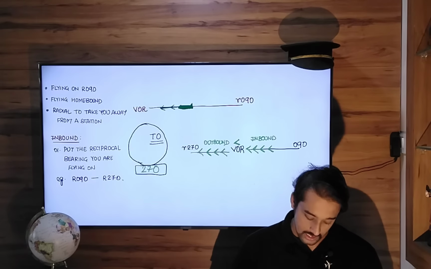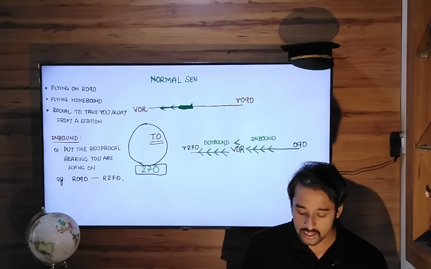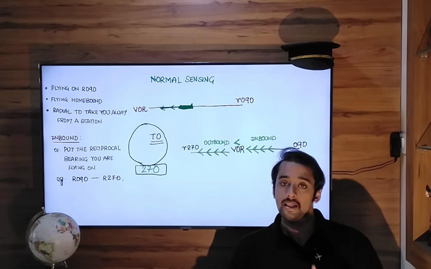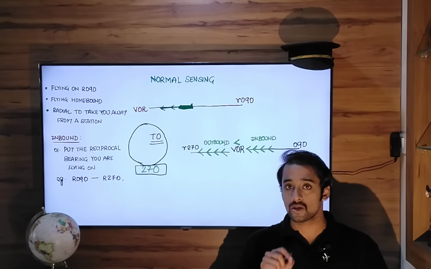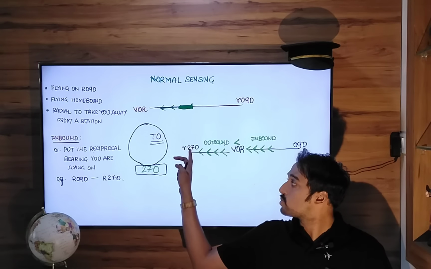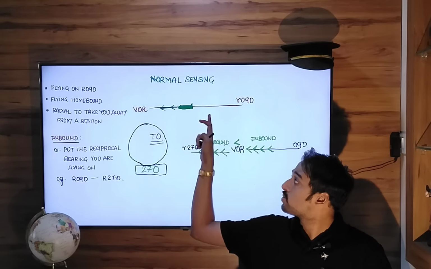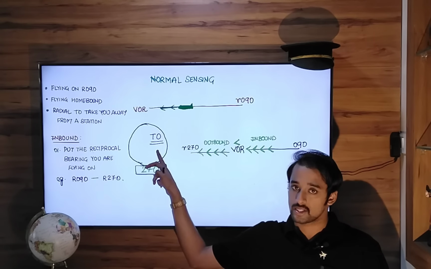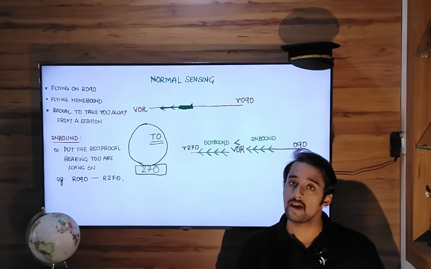Okay, and we call this normal sensing of VOR. This is the normal way of using VOR. So when you are flying inbound, the correct way is to get TO indication here. You will only get TO indication when you put radial 270 in the OBS selector. If you put radial 090, thinking that you are situated on radial 090, you will get FROM indication, not TO indication. And when you get FROM indication, the CDI needle will behave according to that.